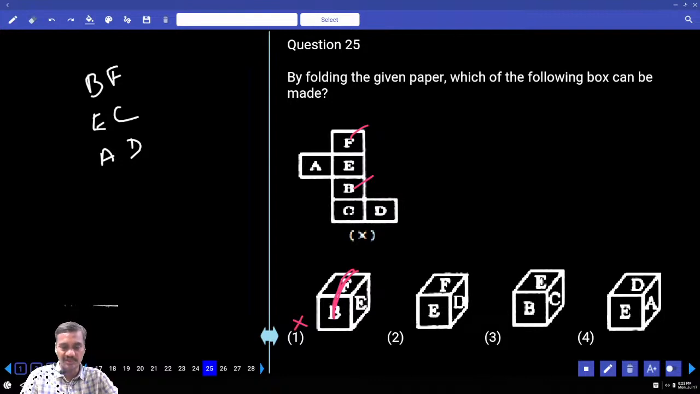In the second one, E is there, F is there, D is there, and none of these are adjacent. Now in the other one, E and C are adjacent. They must be opposite, they are adjacent, so that is ruled out. And in the fourth one, A and D are adjacent. A and D must be opposite. Hence these three cannot be the cube. Hence the choice is there. Now this is about question number 25.